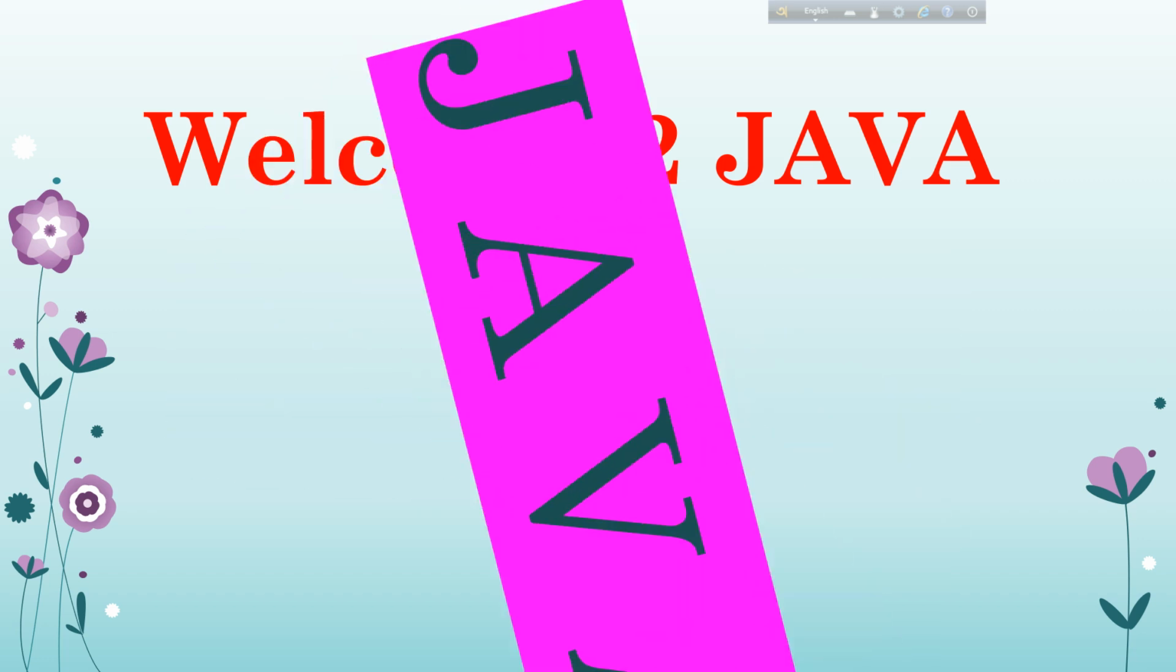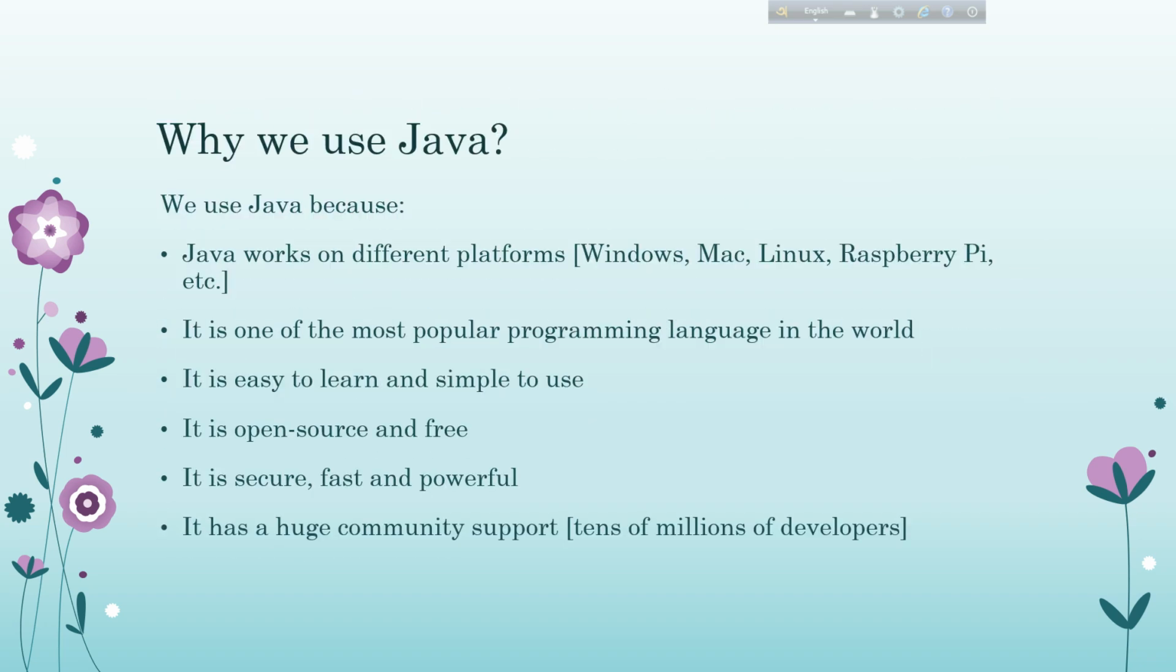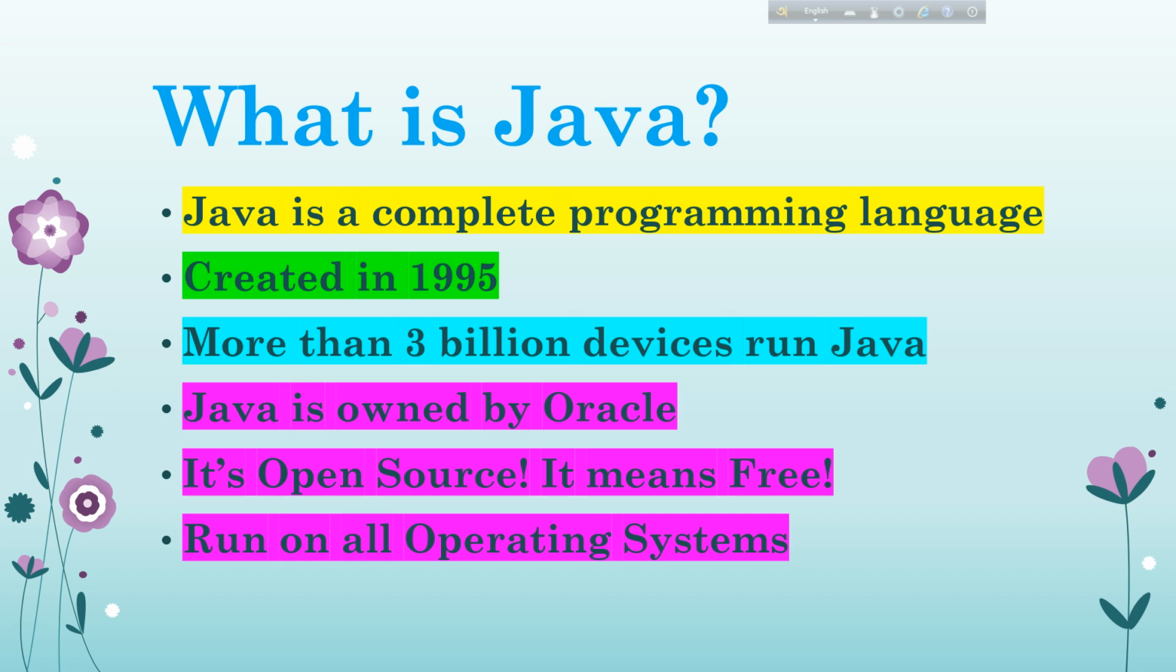Welcome to Java. What is Java? Java is a complete programming language created in 1995. More than 3 billion devices run on Java. Java is owned by Oracle. It's open source. That means it's free, and it runs on almost all operating systems.